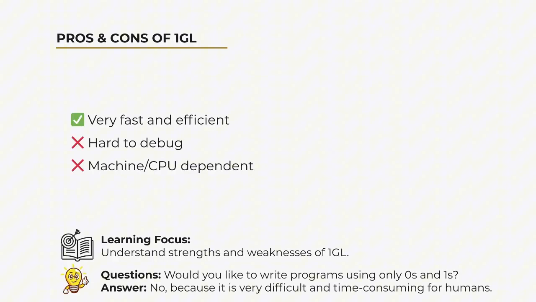Pros and cons of 1GL. The advantage of first generation language is speed. It runs directly on the hardware. The disadvantages are many. It is hard to read, hard to write, hard to fix errors, and machine dependent.